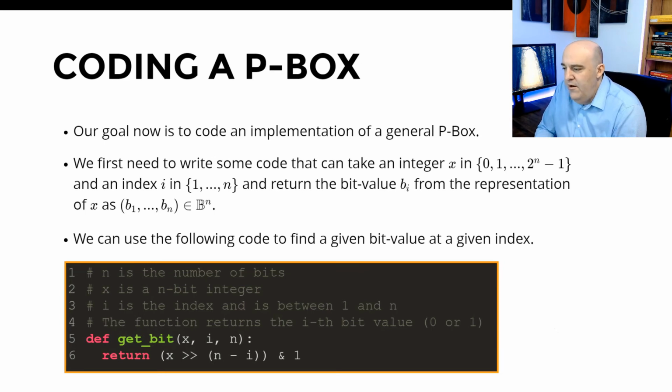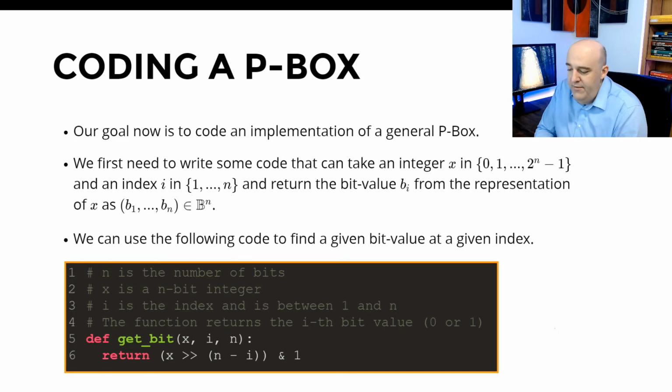The very first thing we're going to need to do is find a function which can grab a specified bit. So let's say we have some integer x, an n-bit integer. In other words, it's between 0 and 2 to the n minus 1. And let's say we take some index from 1 up to n. We know that x can be represented as a bit sequence, b1 up to bn. And if we're given an index i from 1 up to n, we want to code up a function which gives us the value of bi.